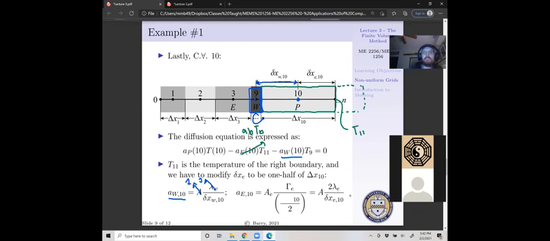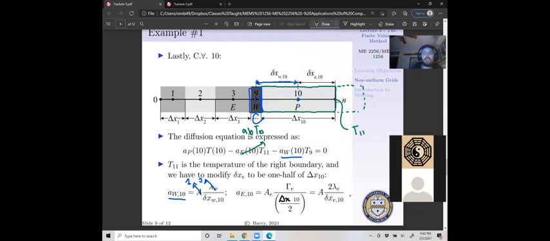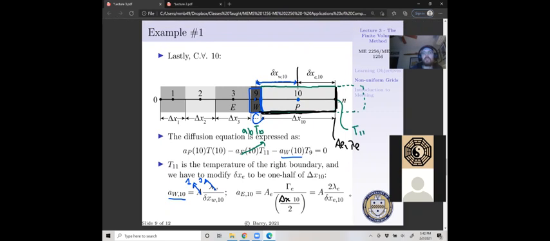Now, A east 10 is simply equal to A east, the area of our interface, times our diffusivity, lambda east, per delta x 10, which is the length of our cell divided by 2. And that gives us delta x east 10. So we can call that A 2 lambda e delta x east 10.